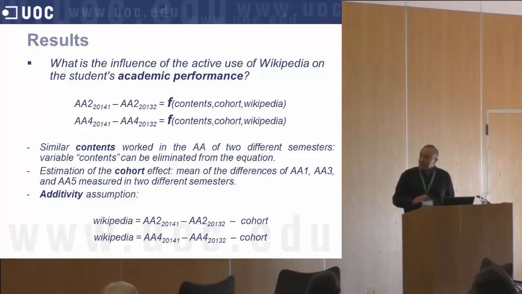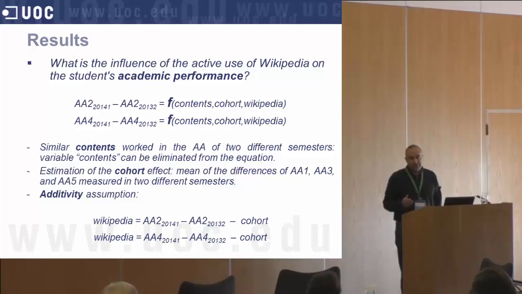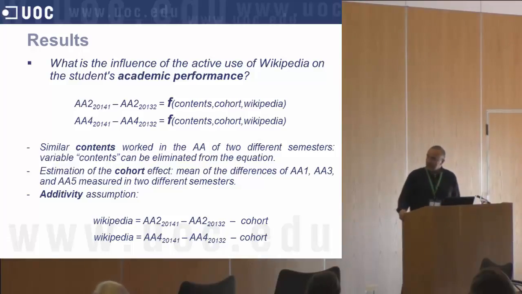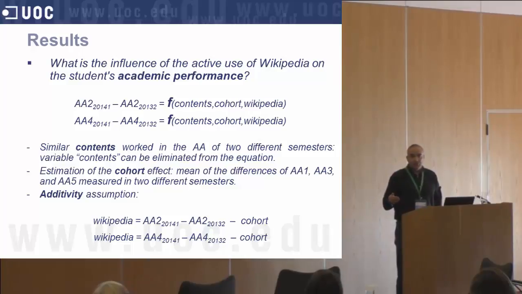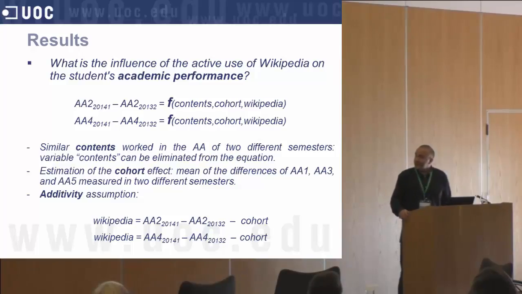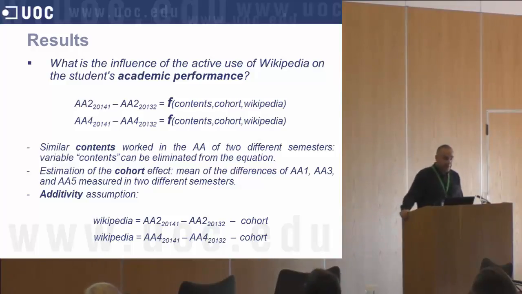So, if we consider that there are no differences between the two semesters concerning the contents, we can eliminate this element from the equation, and what we only have to do is to estimate the cohort effect. For doing this, we compute the mean of the differences in those assessments where Wikipedia was not used. So we just have the differences in those assessments due to the cohort effect. So we estimate this effect through these assessments, and finally we get that the net effect of Wikipedia can be estimated just by subtracting this effect of the cohort.